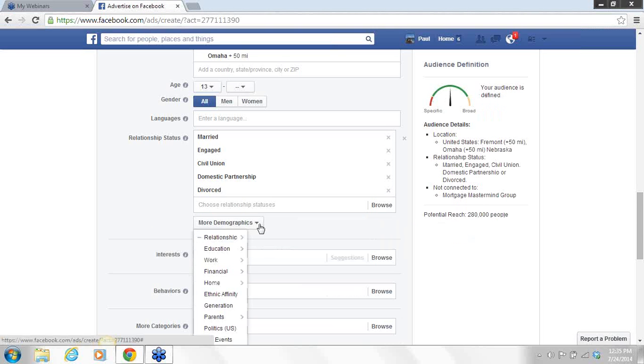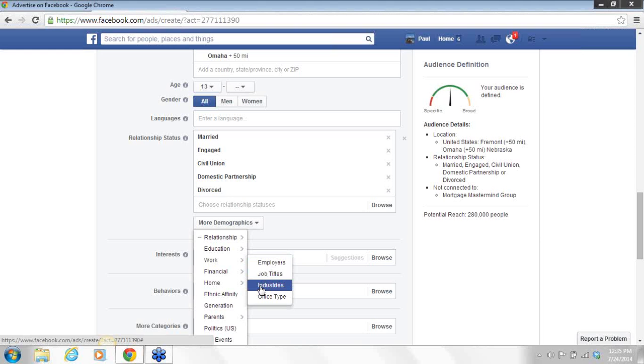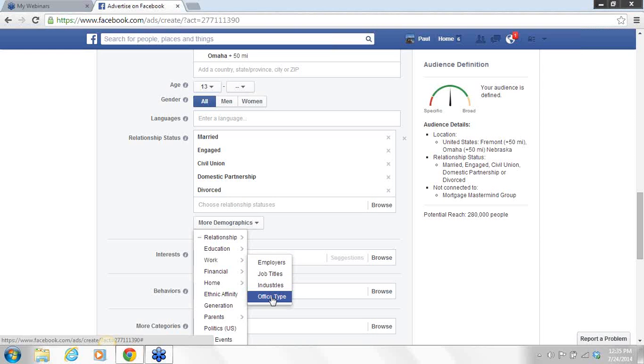Close out of that, and we'll get back in here. Education, again, work, great stuff. Target by employer if you're only looking for the Century 21 agents. Job titles, if you're looking for real estate realtors, real estate agent, real estate broker. Industry type, you can do real estate as well. Office type, do they work in an at-home office, in a large office, a small office, things like that.